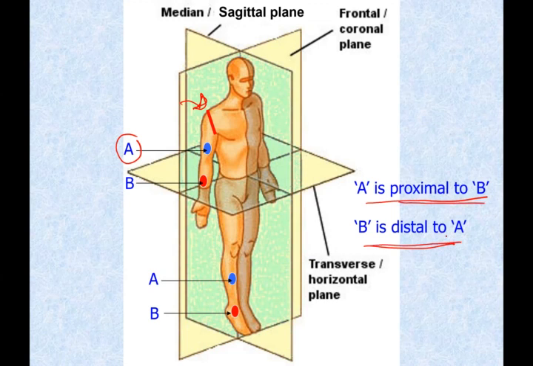Now when it comes to the lower limb also, the point of attachment is here at the hip joint. Therefore, A is closer to the hip joint than B, and therefore you call A proximal to B, or B distal to A. Same whether it's upper limb or lower limb.